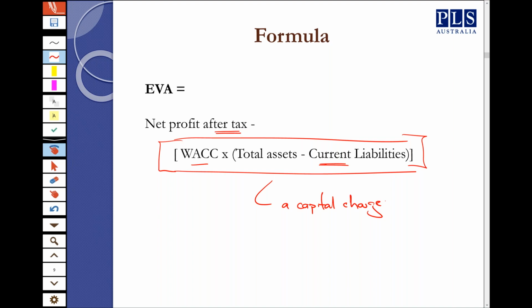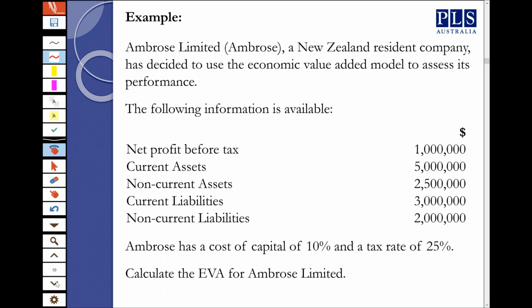Well, it's that component of the formula. If we were to apply that, however, we've got Ambrose, New Zealand resident company. So one thing I would expect in this area, do not be surprised if they swap you from being an Australian company to a New Zealand company. From a tax rate perspective, however, they are going to have to give it to you.